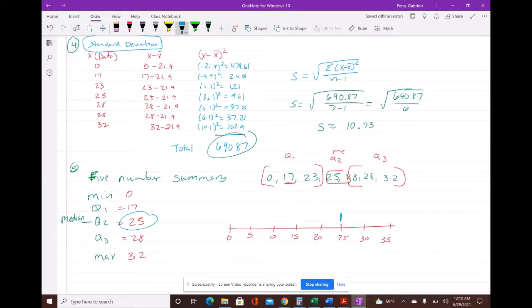This is the middle. Then we're going to go to 17, which is about here, to make this side of the box. And then I'm going to go to 28, which is about here, to make the other side. And then 17, 0, and 32. So this is your box and whisker for this problem.